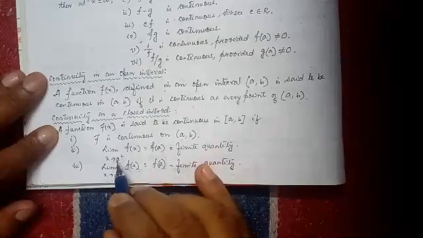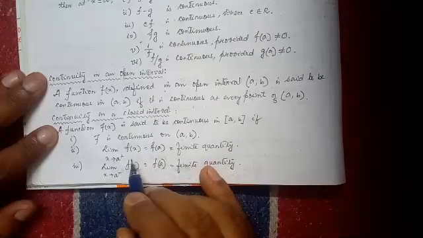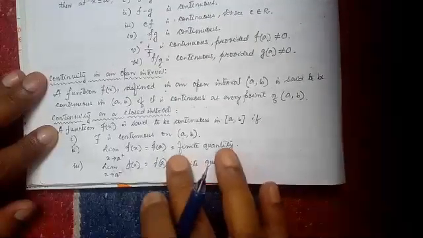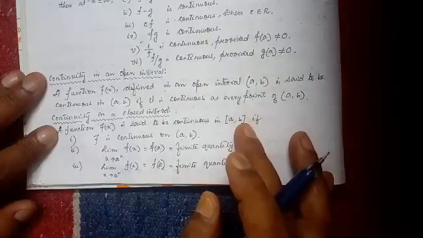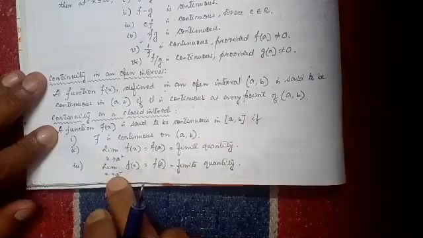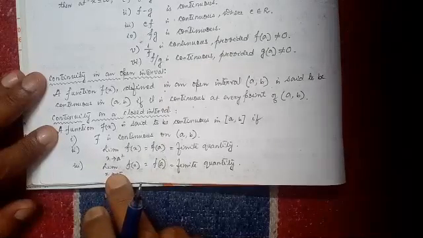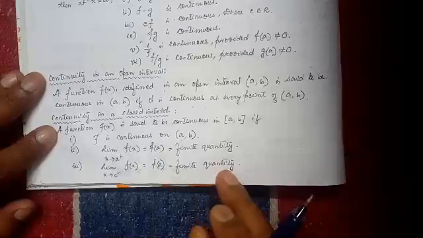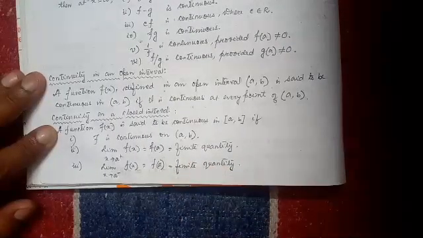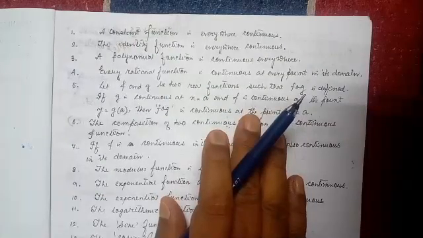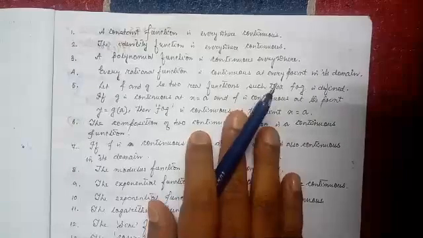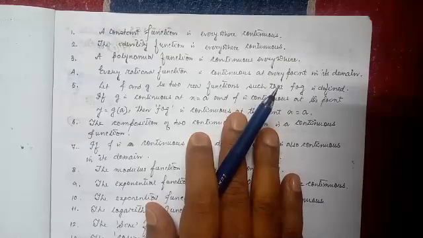Number 2, the limit as x tends to a of f of x is equal to f of a, which is a finite quantity; that is, it exists and has some finite value. Similarly, the limit as x tends to a minus, that is the left hand limit of the function, is equal to f of a, which is a finite quantity; that is, it also has a finite value. Now here is a list for which, without proof, we can mention that it is a continuous function.